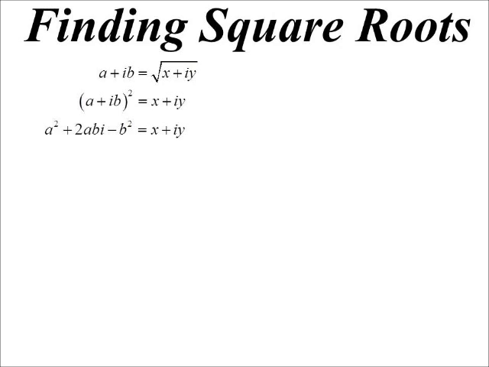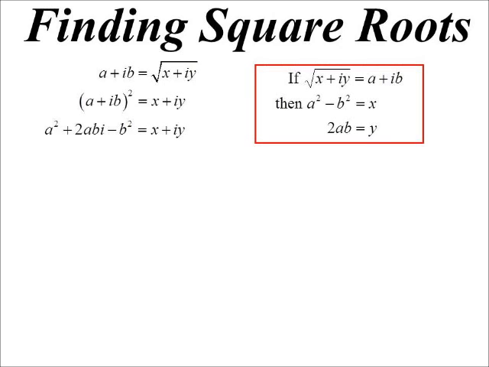But the real part must equal the real part, and the imaginary part must equal the imaginary part. So what I now know is this. The square root of x plus iy will give me an answer, a plus ib. A squared minus b squared will be the real part of what I'm square rooting. And 2ab will be the imaginary part of what I'm square rooting. Simultaneous equations, I can then work out the answer.